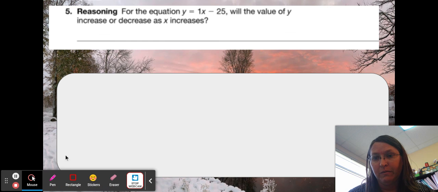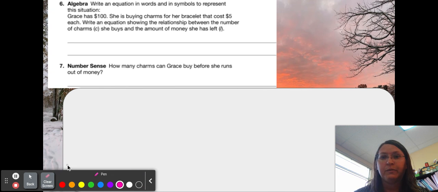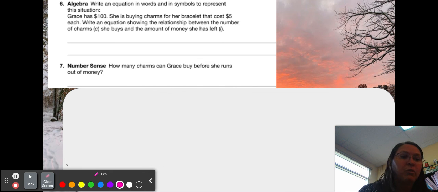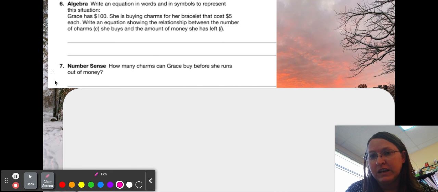Now let's go to another problem. This one's kind of, I think, a little easier, but it's tricky because you have to write an equation. So it says Grace has $100. She is buying charms for her bracelet that cost $5 each. Write an equation showing the relationship between the number of charms she buys and the amount of money she has left. Well, right now, I'm trying to figure out how much money she has left.